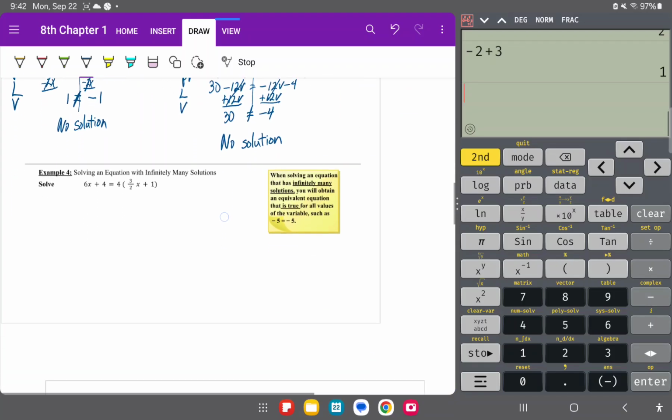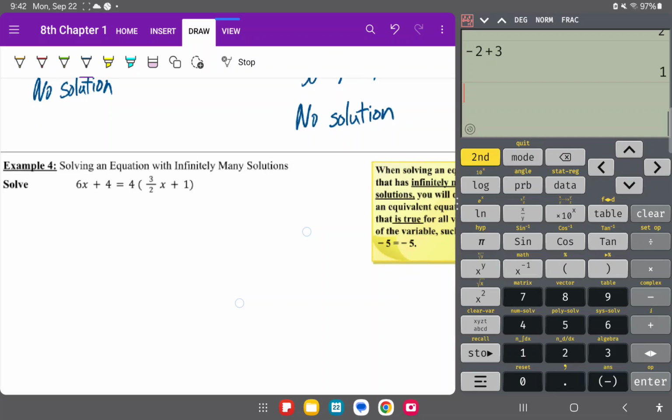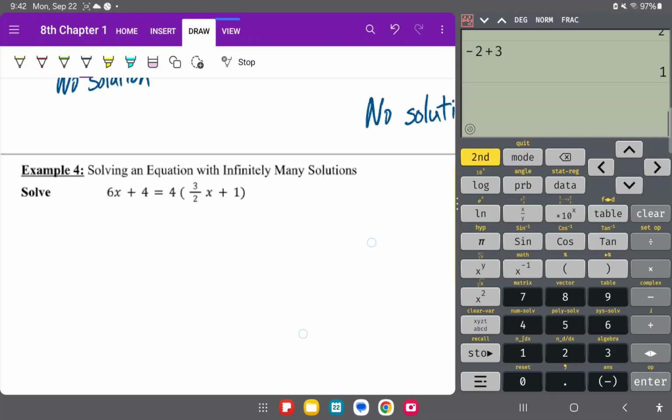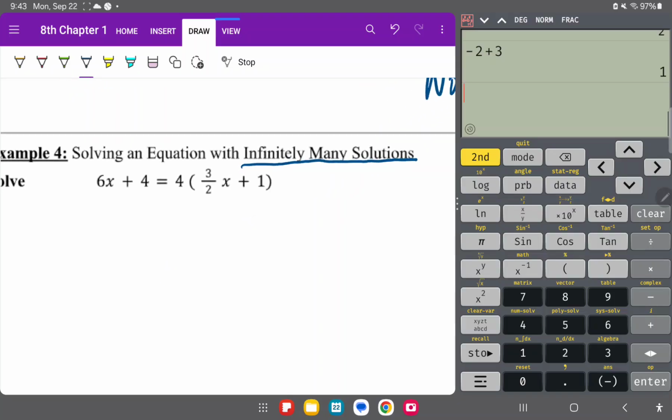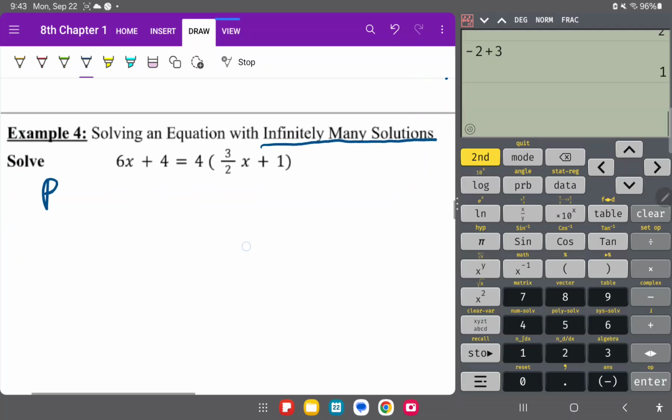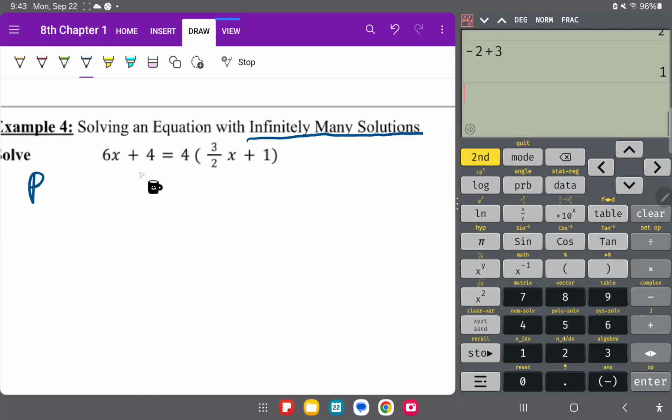All right, now this time though, we're going to have a different case, different situation. This one has infinitely many solutions. Underline that. So let's look at what happens in this case. Okay, so in this case, we have to deal with these parentheses over here, right? So these things aren't going to change, so we just bring them down like they are. Okay? Bring down your equals.